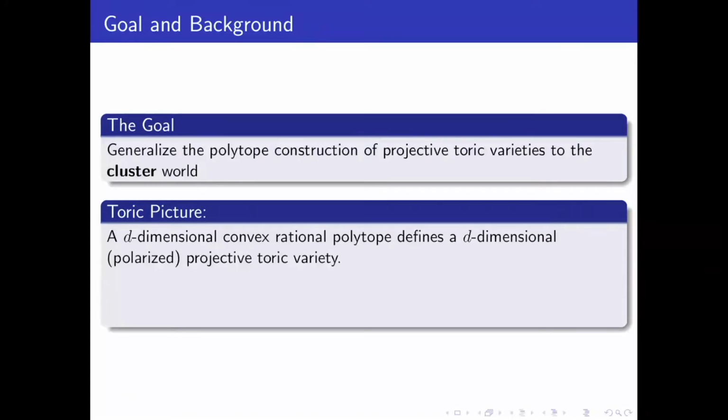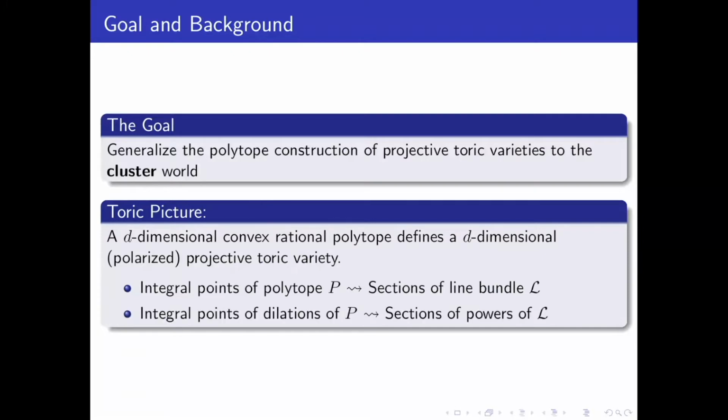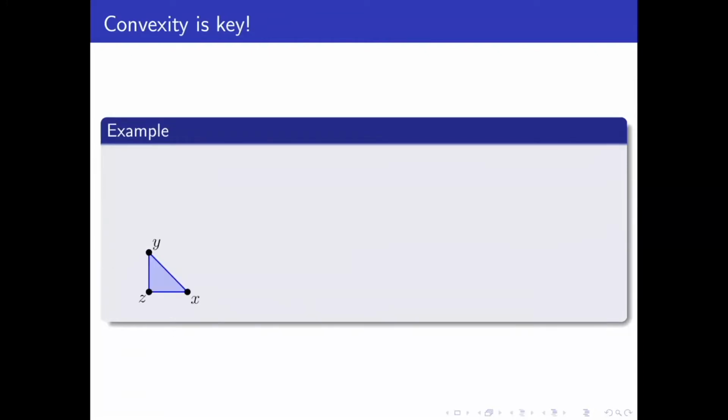So yeah, starting with a polytope, we're going to get a projective toric variety together with some ample line bundle. And now the integral points of this polytope are going to correspond to sections of that line bundle L. And moreover, if we take dilations of the polytope P, this will correspond to sections of powers of the line bundle L. So let's just look at this in an example.